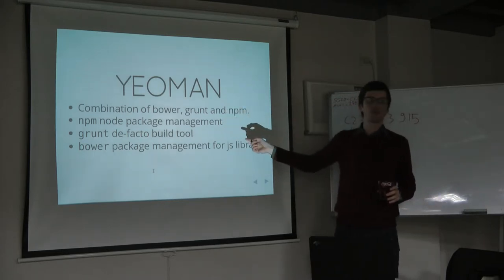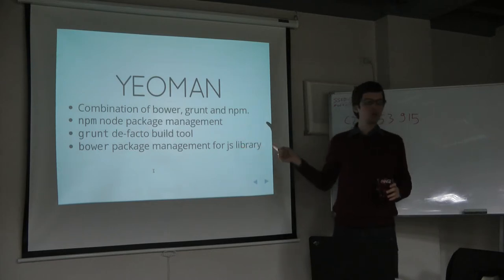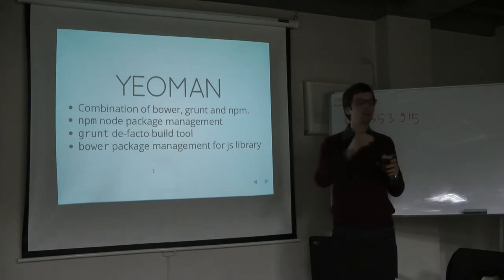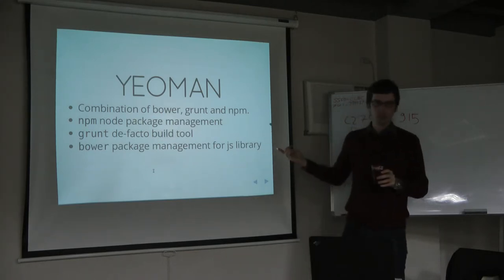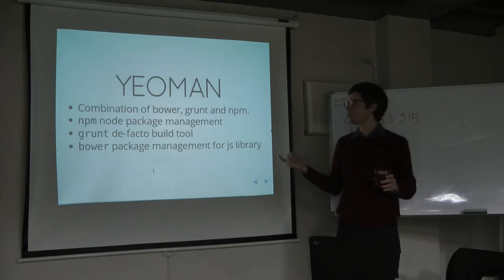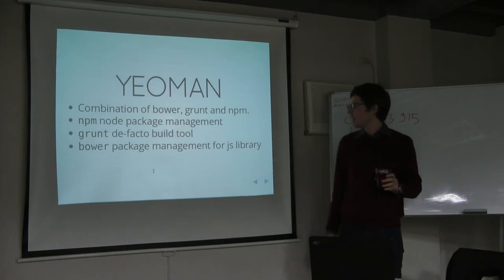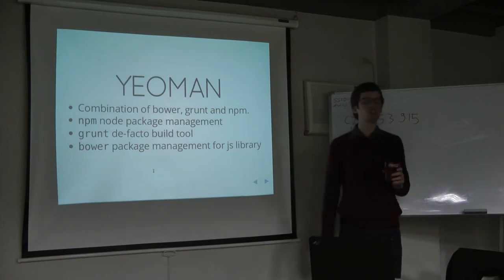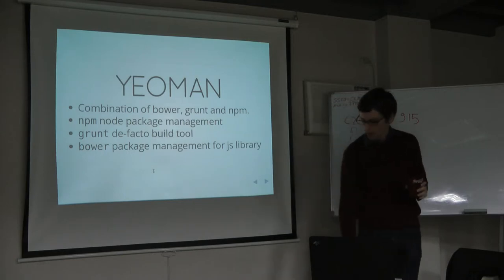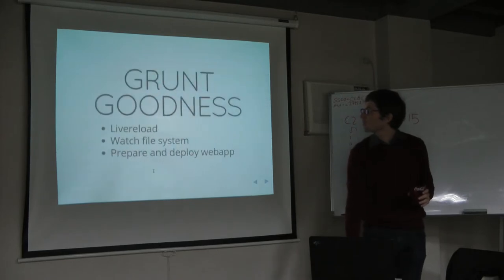So npm is for Node. Grunt is a build tool where you can register some tasks and say, okay, if I want to run my tests, this is how they should be run. You can see that as a makefile, for those who have done C or C++. It's a makefile for JavaScript. And Bower is a package manager for JS and CSS libraries. It's basically the apt-get for JavaScript. So Yeoman combines these three.